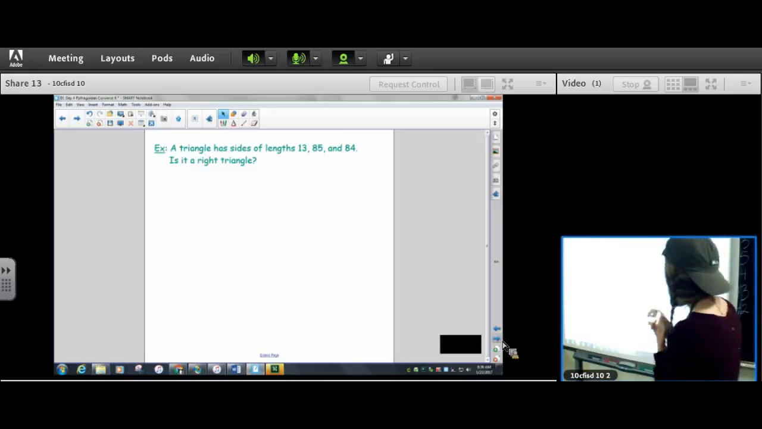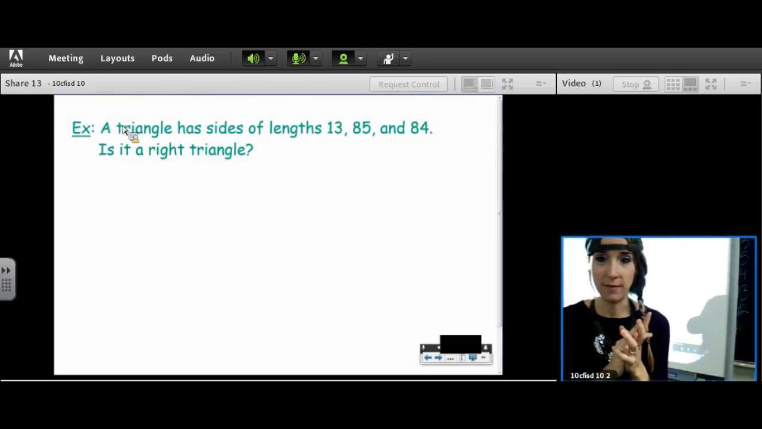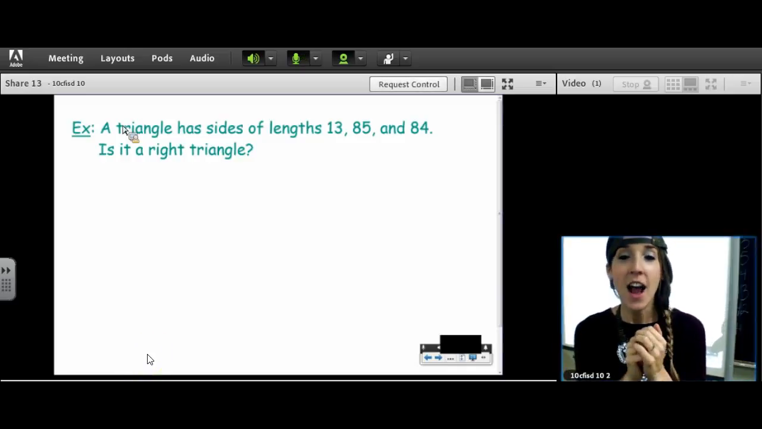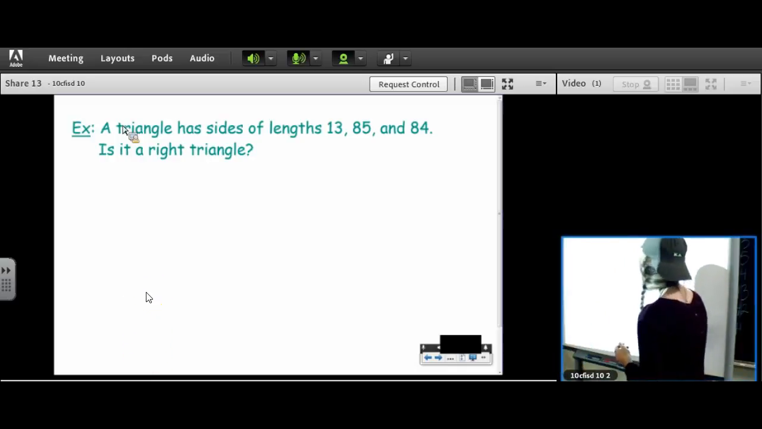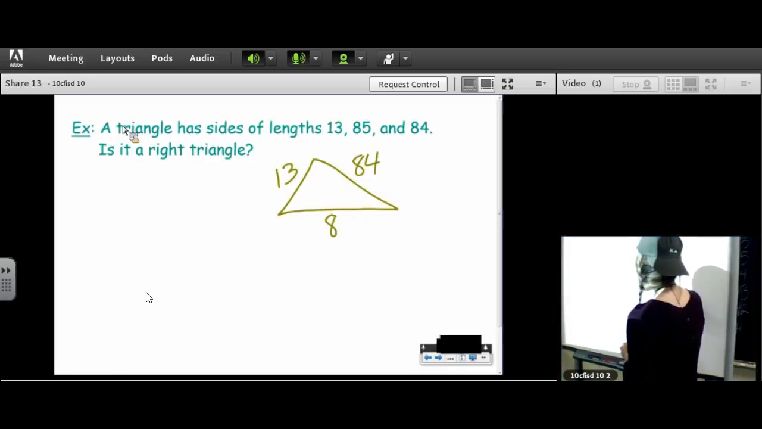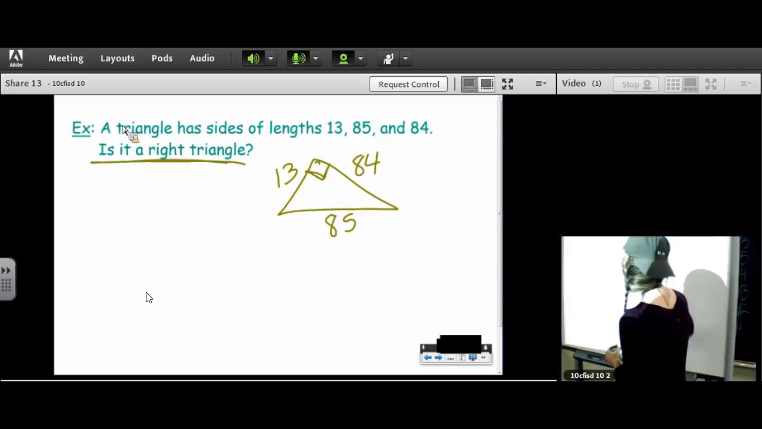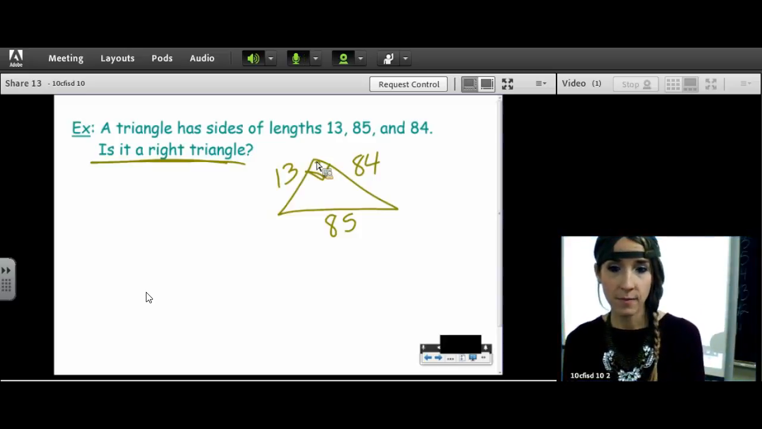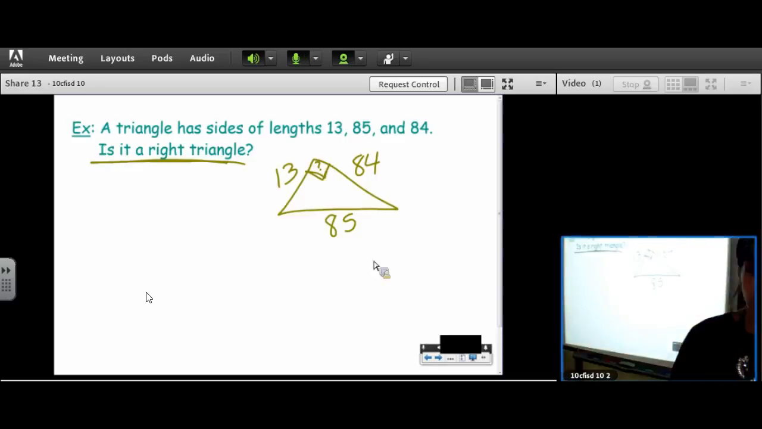You titled your notes Pythagorean Theorem Converse. I am starting the lesson with a question. A triangle has side lengths 13, 85, and 84. So, I give you a triangle, here are its sides, and I ask you, is this a right triangle? Does it deserve a 90-degree angle marking or not? So when you're given three sides, how can you tell if they form a right triangle?